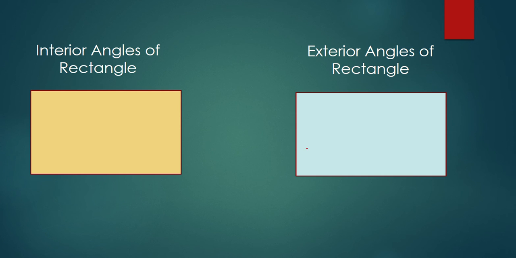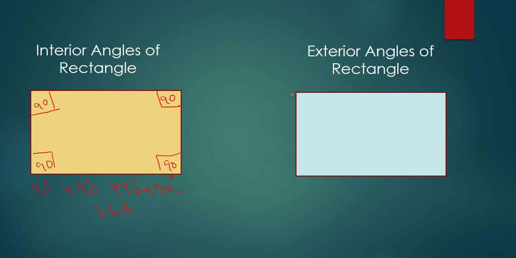Let's talk about rectangle. The interior angles of a rectangle: the first interior angle is 90, the second interior, the third interior, and the fourth interior. So the sum of interior angles, 90 plus 90 plus 90 plus 90, makes 360 degrees. So a triangle's interior angle sum is equal to 180, but the interior angle sum of a rectangle or a quadrilateral is 360.